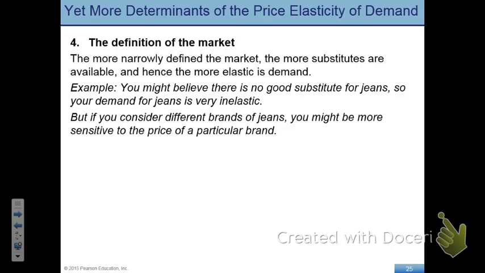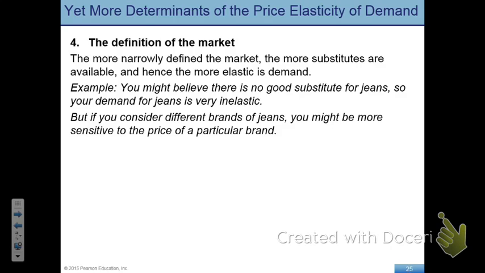One could argue that if you are focusing on a particular brand like Levi's, the demand for Levi's is probably more price elastic than demand for jeans altogether. Why?